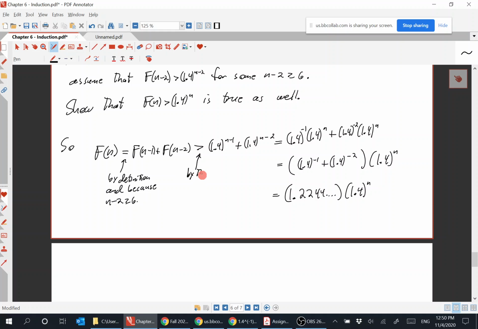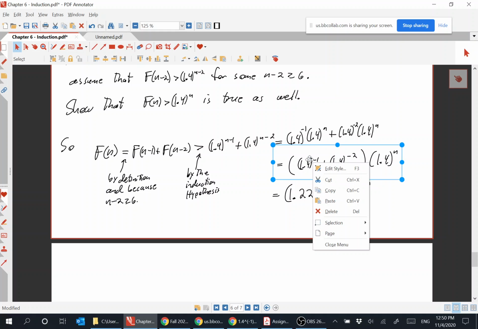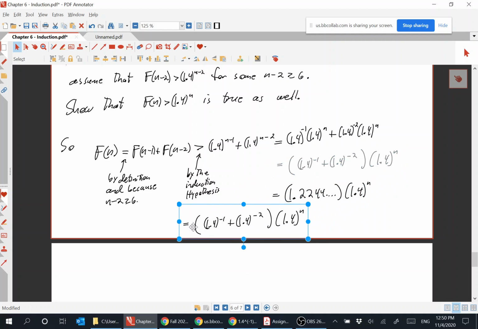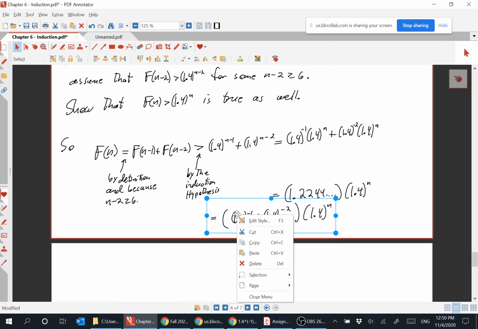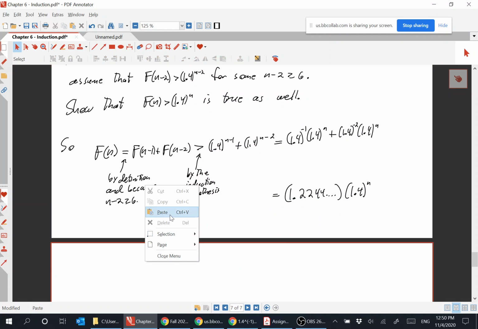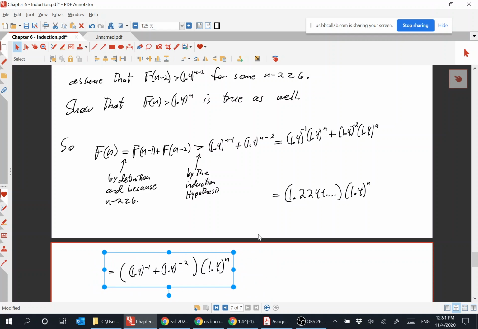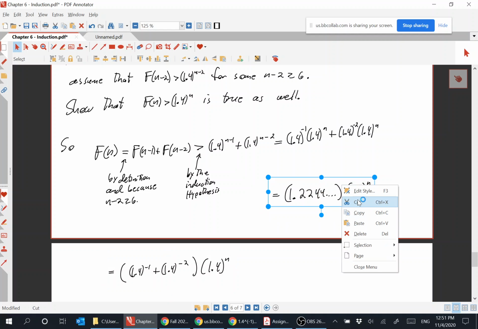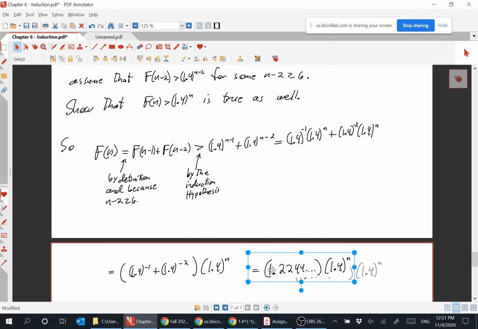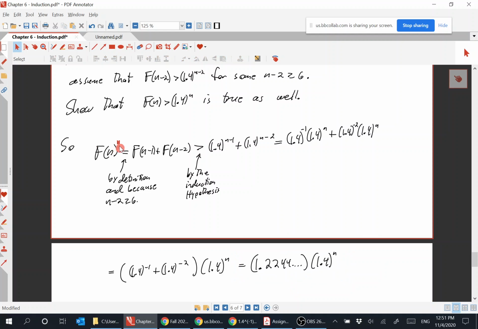This part was by the induction hypothesis. You have to mention when you use the induction hypothesis. So, at any rate, this is equal to, let's do more of a line here. Cut, paste, equal to this. Equal to this. So far I've got that Fn is greater than this. And I want it to be greater than 1.4 to the n.